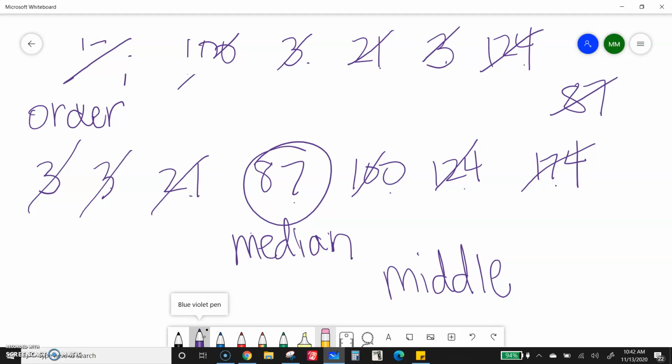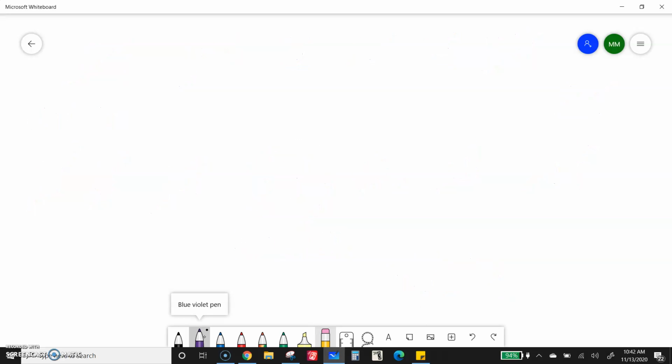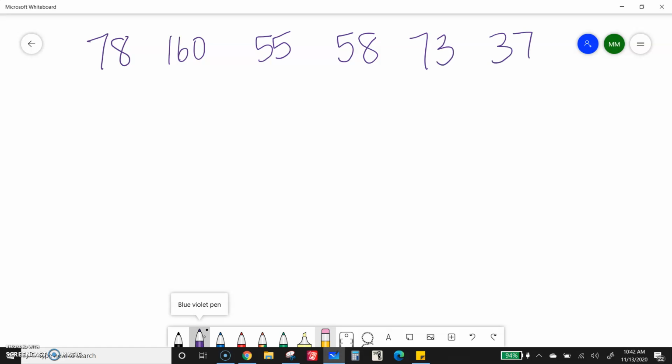Now, technically, I could put them in order from greatest to least, and it wouldn't matter, if you're wondering. Now, say I had an even number of numbers. So I had 78, 160, 55, maybe these are the yards that Dalvin Cook ran. Sometimes we get sort of a context, like a story. Sometimes we just get random numbers.